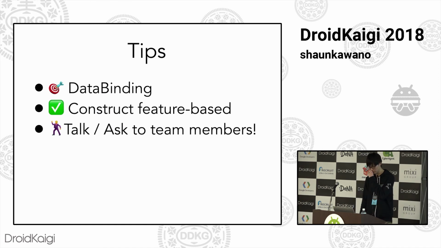And second, construct feature-based. What I mean by that is if you need to construct a Flux data flow from scratch, consider constructing it feature-based rather than screen-based. So you have two activities, and without thinking, you may want to create a Flux data flow for both activities. But think of it as feature-based rather than screen-based. If you create a data flow screen-based, it's kind of decoupled too much. So maybe you want it to be feature-based.